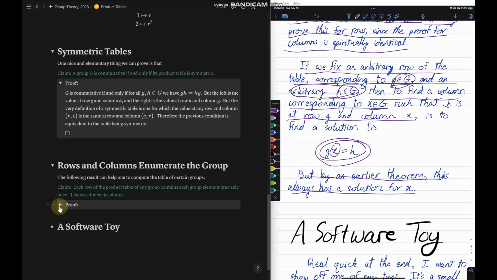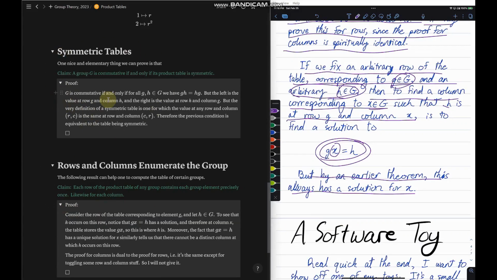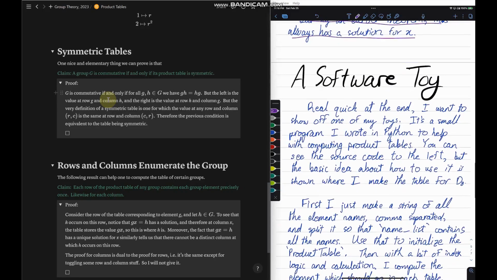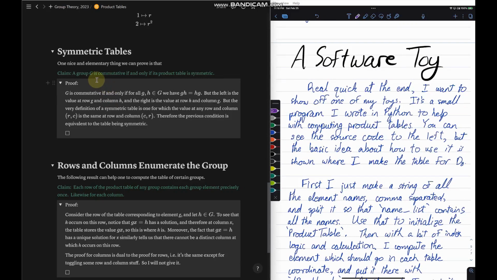Oh, actually, I see that in the notes, I also stated and proved something that I skipped over in my little lecture notes, which is that commutative groups always have symmetric tables. And so here, let's just talk through the proof right here.